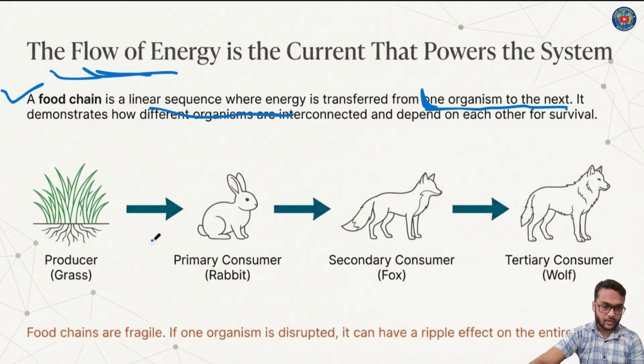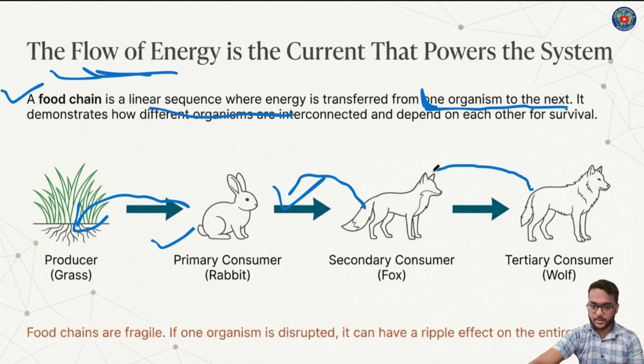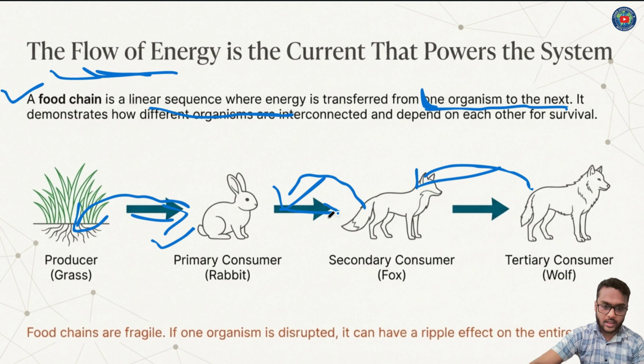For example, primary consumers like rabbits are dependent on grass. Grass is the producer. Then secondary consumers like foxes are dependent on primary consumers like rabbits, and tertiary consumers like wolves are dependent on secondary consumers like foxes. Okay, there is an interconnectedness between each and every level of the food chain. Food chains are fragile. If one organism is disrupted, it can have a ripple effect on the entire chain.